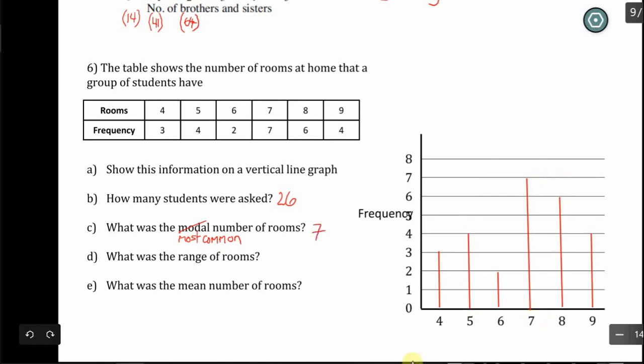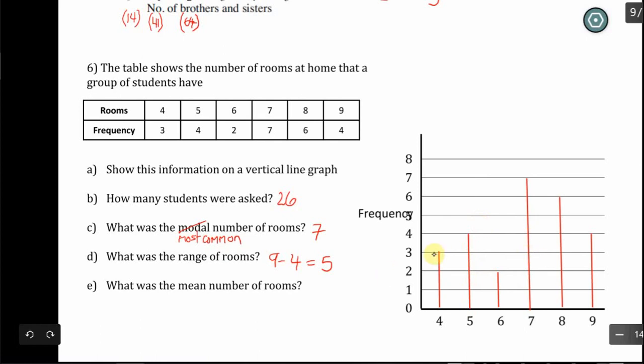What was the range of rooms? So we're talking about the number of rooms. What was the maximum number of rooms? 9. And the minimum is 4 for this question. So the range is 5. And finally, the mean number of rooms. We need to do our timesing together to find the total number of rooms. Again, we've got a table here, so we could do it on the table or we could do it on the graph. I'll do it on the graph because we've been doing that so far.